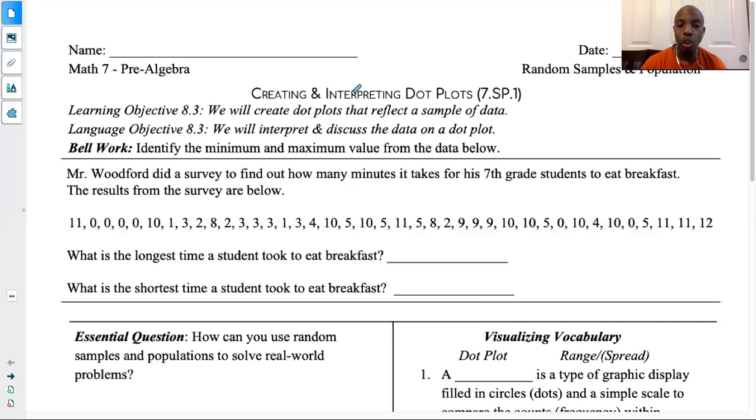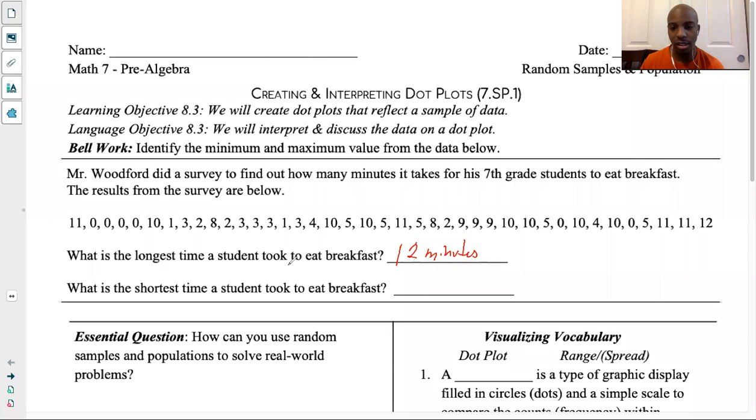All right, great. So I'm hoping that you were able to analyze this data, and from it, you should be able to see that there's a lot of numbers here. But what is the longest time a student took? You should have been able to come to the conclusion that that was 12 minutes. That would have taken them 12 minutes. And you can know that this represents minutes because it says it in the actual problem, how many minutes it takes. Okay, so what is the shortest time it takes for students to eat breakfast?